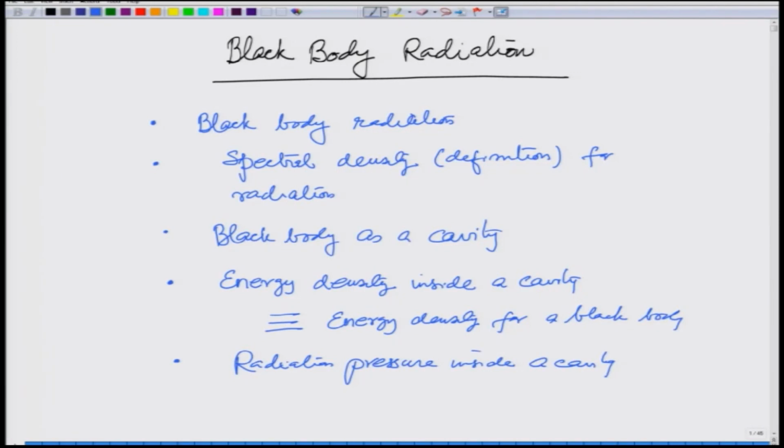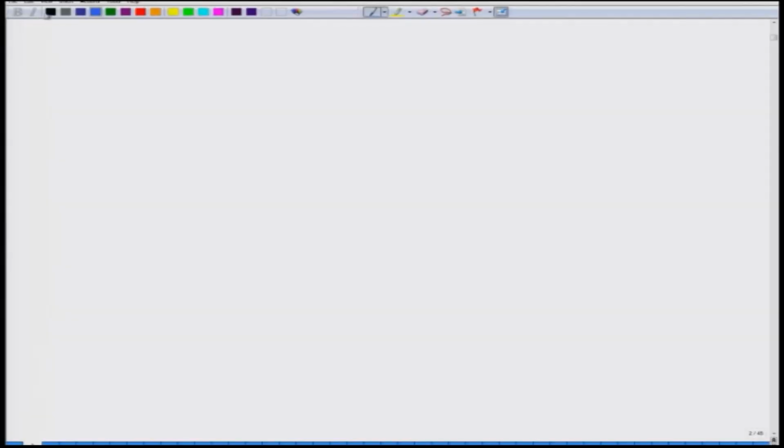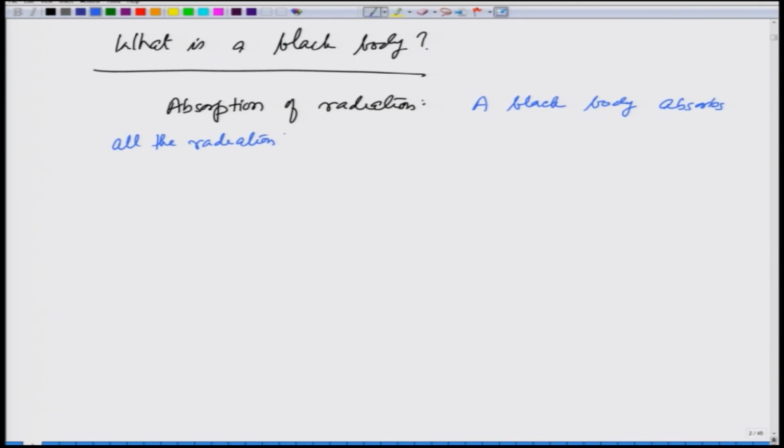These are ideas that will be used then to develop the concept of quantum, or introduction of quantum hypothesis, explaining the black body radiation and its spectral density. So, the question is, what is a black body? This is explained in terms of absorption of radiation, which says that a black body absorbs all the radiation, and by that we mean any wavelength falling on it.